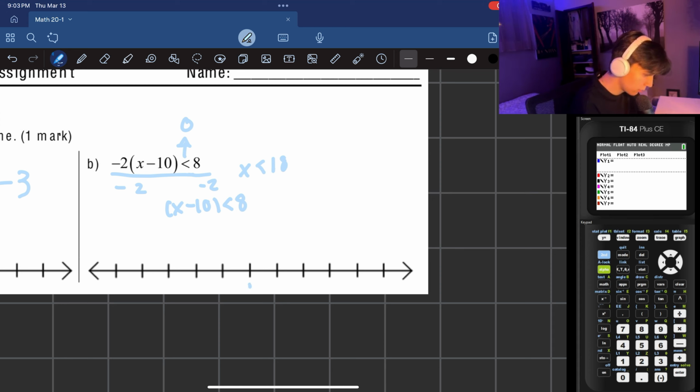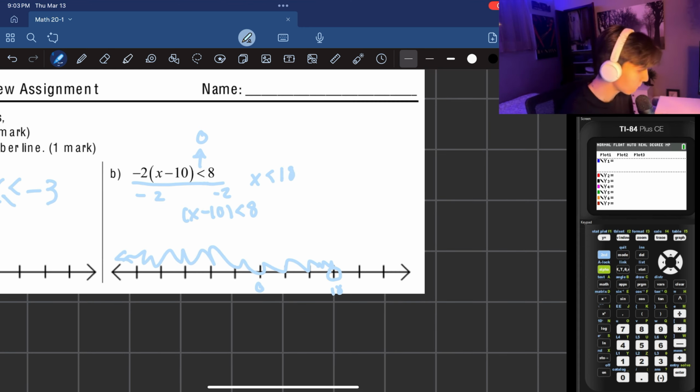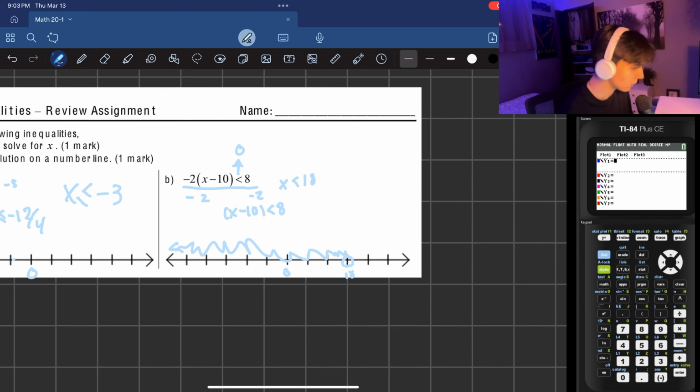So now let's say this is 0, and then this is 18. So x has to be less than our 18 here. We're just going to shade anything that's less than 18. And make sure you're using an open dot here, since we don't have any or equal to. So just use that open dot here, and you should be fine. That is how you express this inequality.